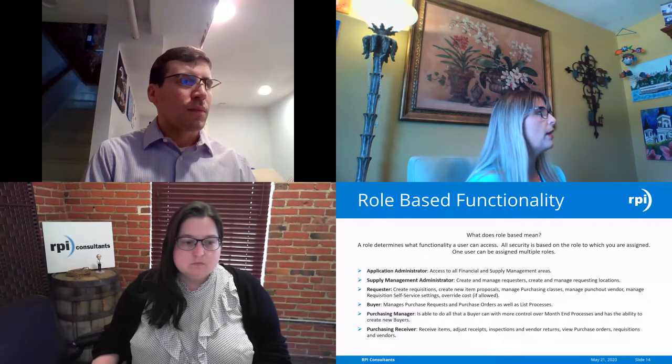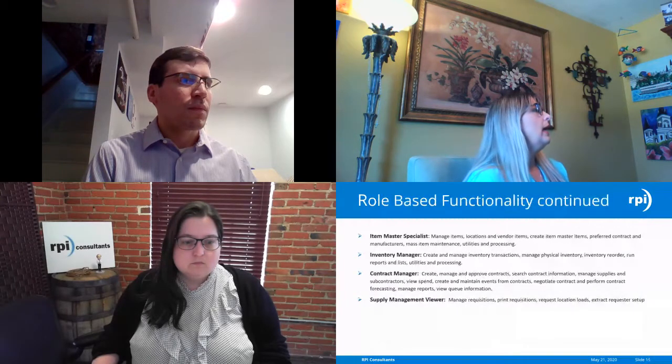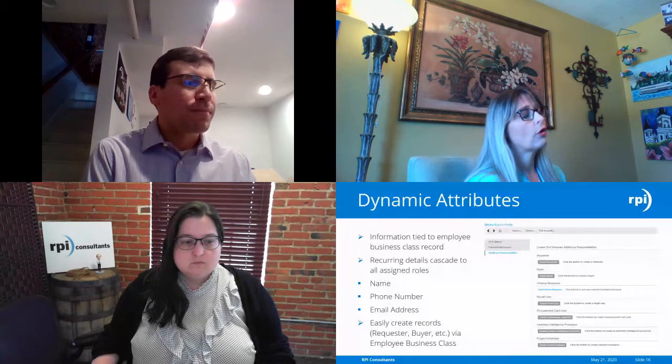Dynamic attributes. I really like this. It's information that's tied to the employee business class record. So now you would go to the business employee class, and it is a shared process. So instead of going to RQ04 to create a requester, you would go to the business class record, and as you see, they have buttons here: create requester, create buyer, create a finance resource. So you just click on the role you would like to create.